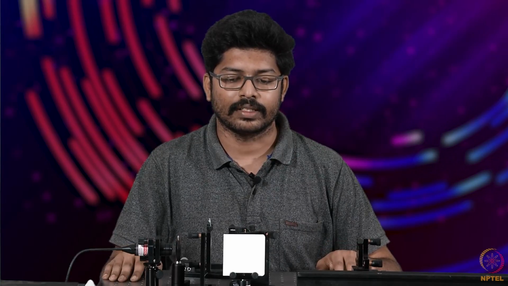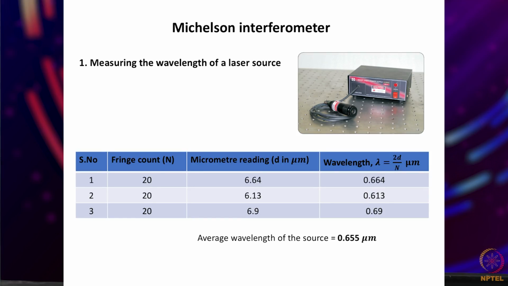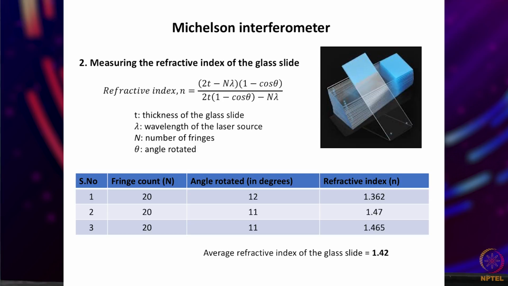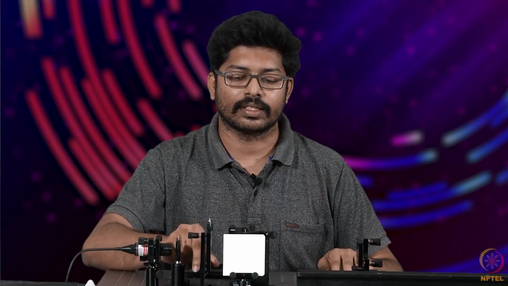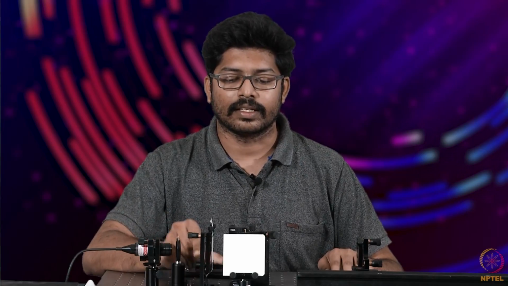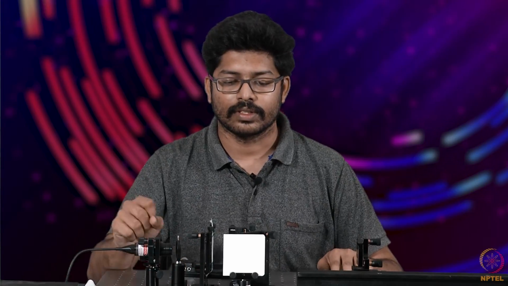So to conclude, we have done 4 experiments using this Michelson interferometer. One is measuring the wavelength of the laser source here, and then we have measured the refractive index of the glass slide, and then we have seen the qualitative understanding of spatial coherence using this diffuser, and then we have tried to measure the coherence length of the laser source.